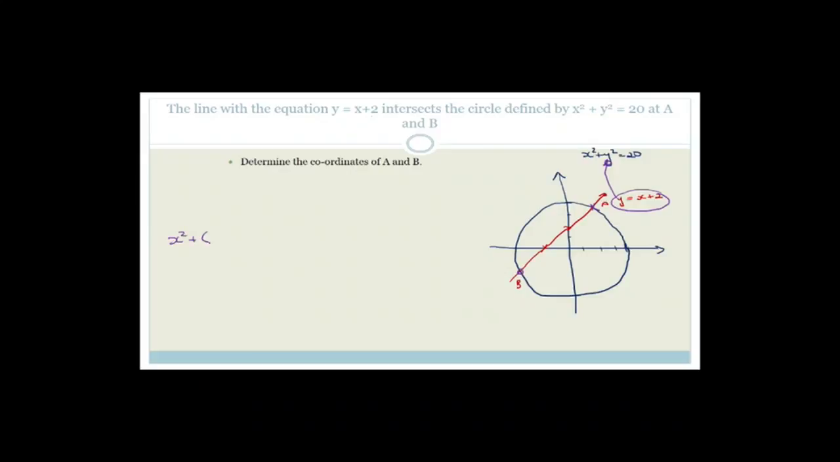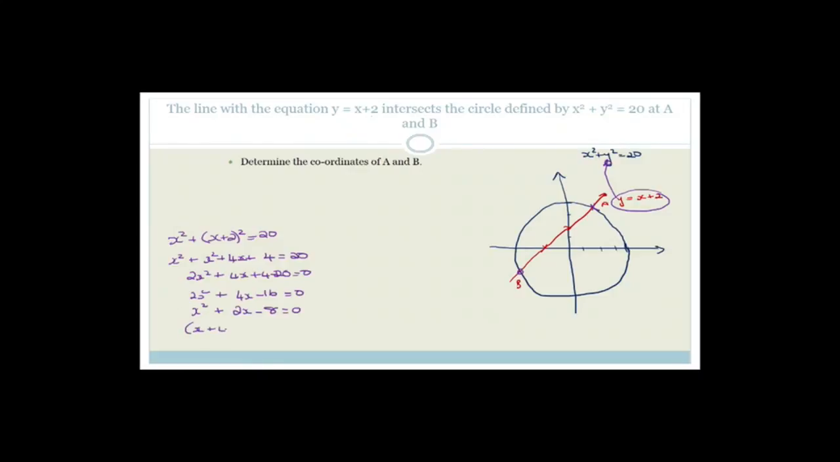So we're going to go x squared plus, wherever I see a y, I'm going to write (x plus 2) all squared is equal to 20. So I got x squared plus x squared plus 4x plus 4 is equal to 20. So that becomes 2x squared plus 4x plus 4 minus 20 equals 0. Sorry, let me just check this. It's 4x, minus 16 equals 0. Then we can divide it all by 2, so it becomes x squared plus 2x minus 8 equals 0.